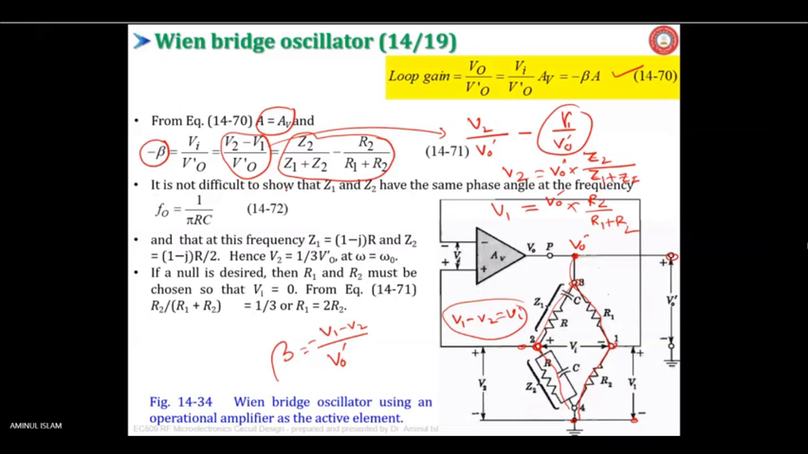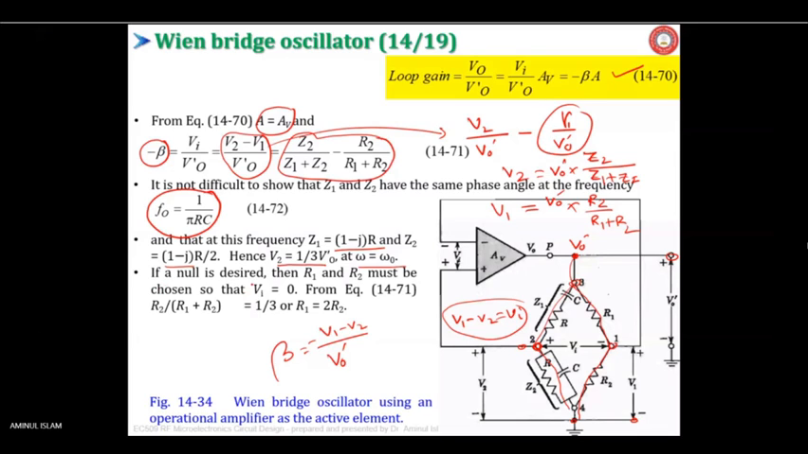So it is not difficult to show that Z1 and Z2 have the same phase angle, and hence at a frequency of this it will occur. FO equals 1 upon pi RC. And at this frequency, Z1 equals 1 minus J into R, and Z2 equals 1 minus J into R by 2. Hence, V2 can be obtained as 1 by 3 VO prime at omega equals omega 0.